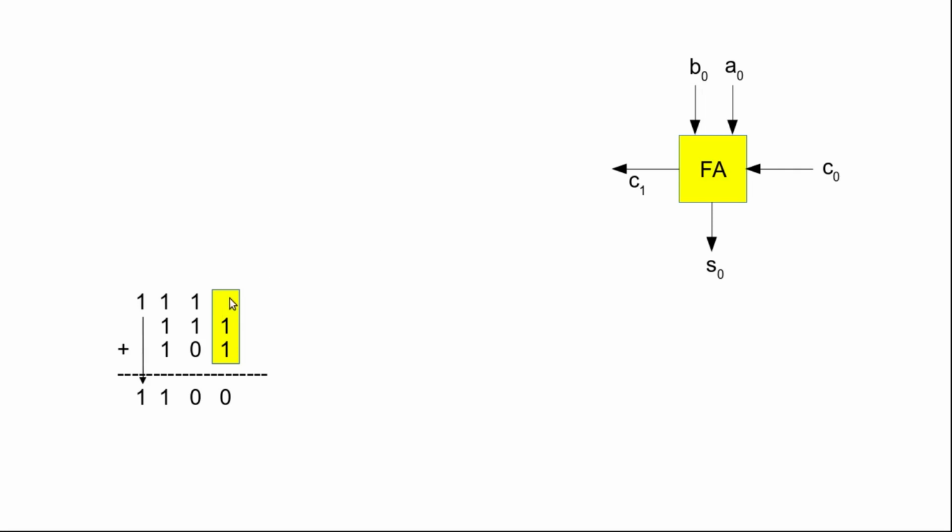Why? Because in the first stage we don't have any carry in. Now this full adder will have two outputs. One is the sum, the other one is the carry. We call the carry C1.